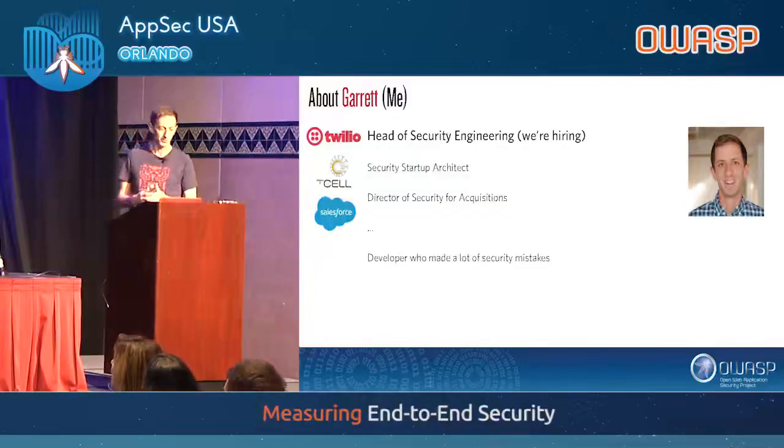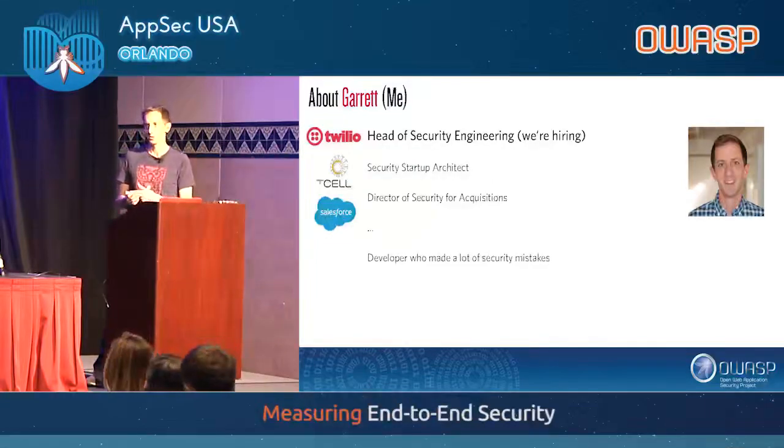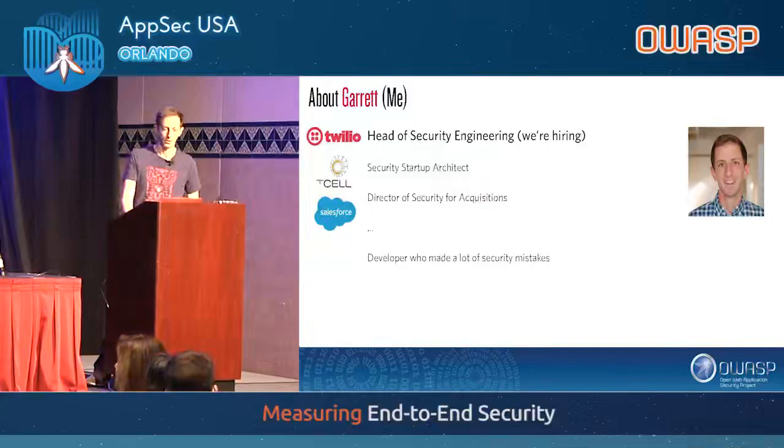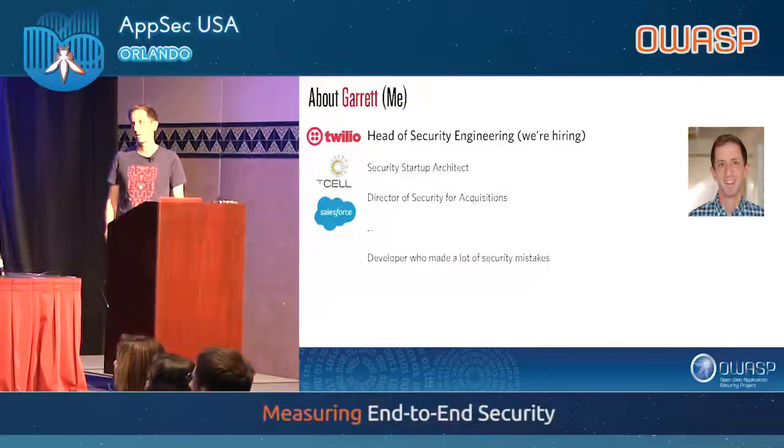Just a little bit about me. I'm the head of security engineering at Twilio. That includes product security, cloud security, corporate security, and we've just added automation engineering to that as well. So we're trying to automate a lot of our processes too. Before that, I was a startup architect at T-Cell. I've also been director of security for acquisitions at Salesforce. So a lot of work with smaller companies and bringing them up to a higher security standard.